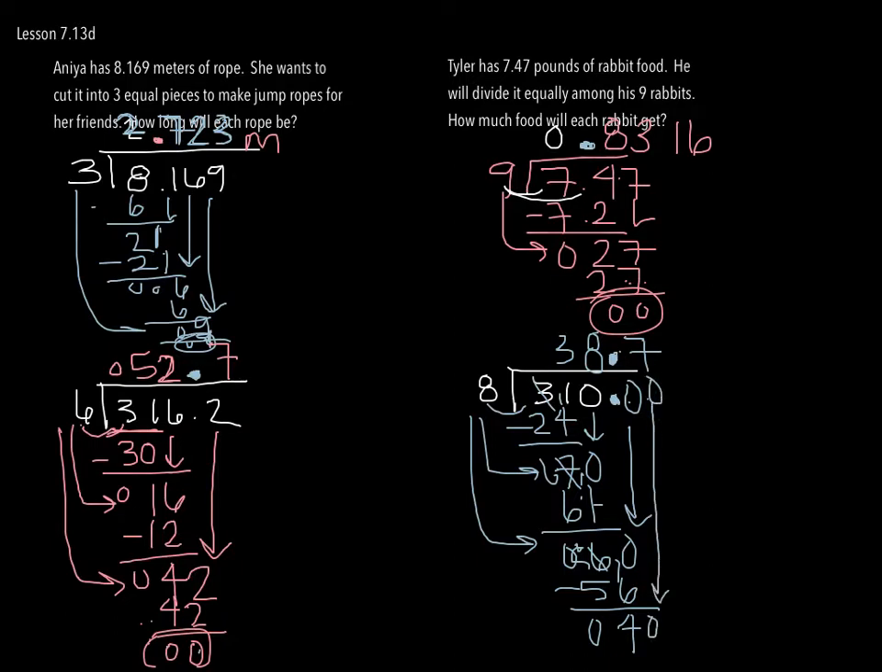How many times does 8 go into 40? That's 5 times. That's 40. I subtract, and it's 0, 0, and now that's terminated. So our answer is 38 and 75 hundredths.